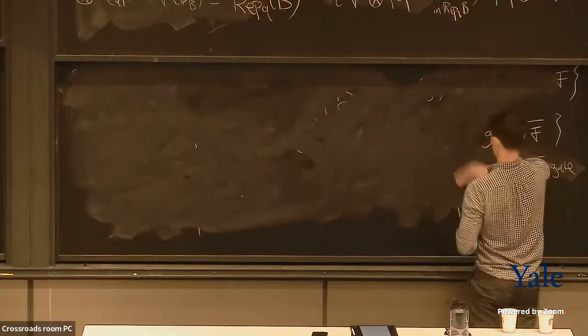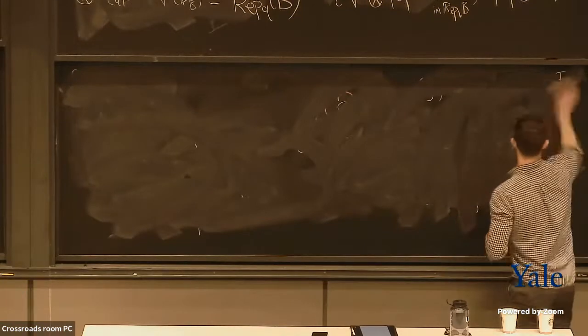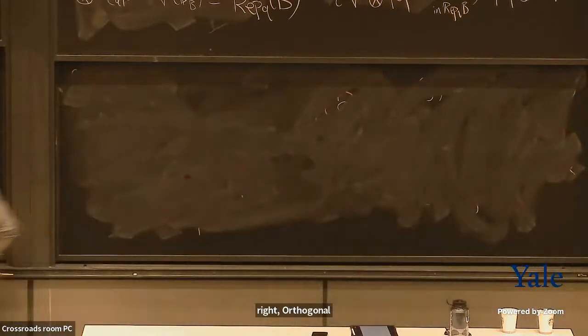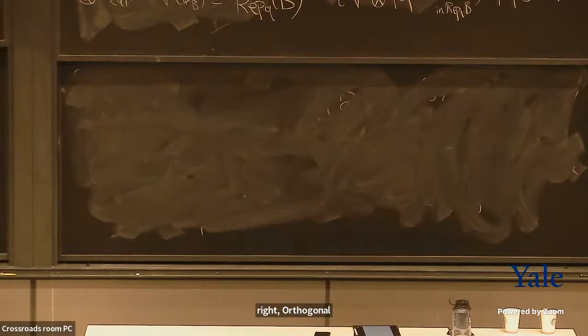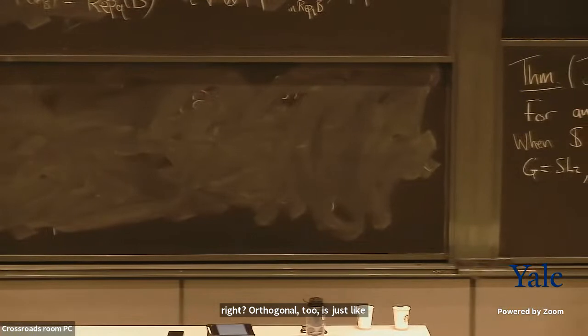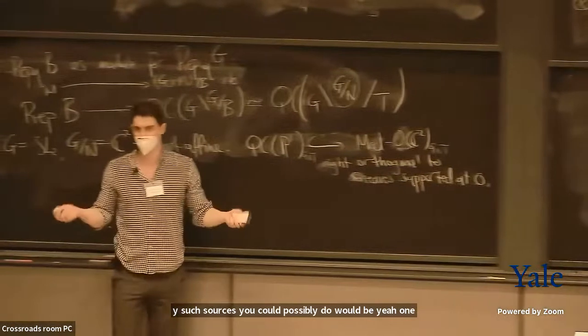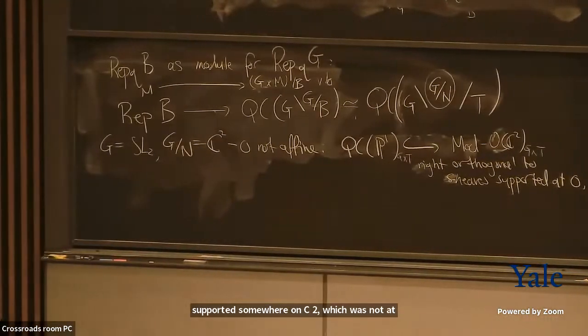Sorry, can you explain that remark slightly further? If I think of the delta sheaf at some random point, it is right orthogonal to it, just like the sheaf supported at 0, but it doesn't seem to be a quasi-coherent sheaf on P1. Oh, so here I haven't put any equivariance, but you could also, if you like, put G cross T everywhere here, and then the only such torsion sheaf you could possibly do would be one supported somewhere on C2 which was not at 0.